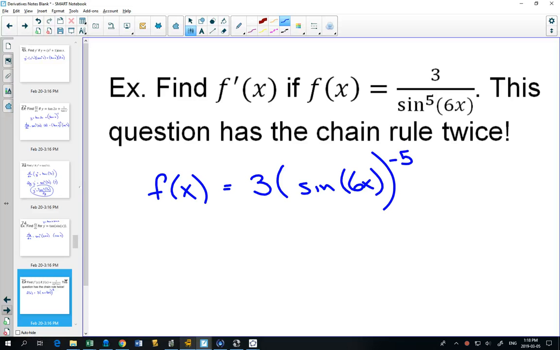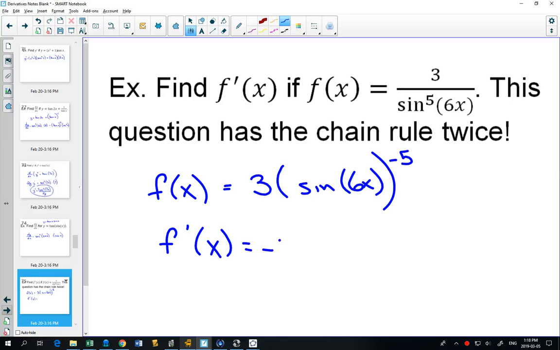Now it says that this question has the chain rule twice. Can you see that the 6x is inside of sine? Can you see the sine is inside of a power? So we have to do the outside function first. What is the outside function? It's that power of negative 5.